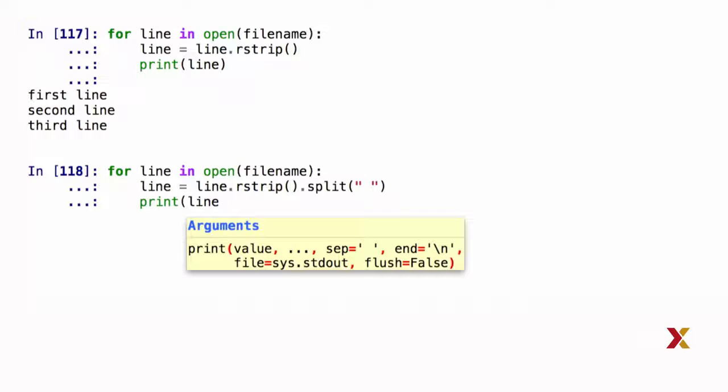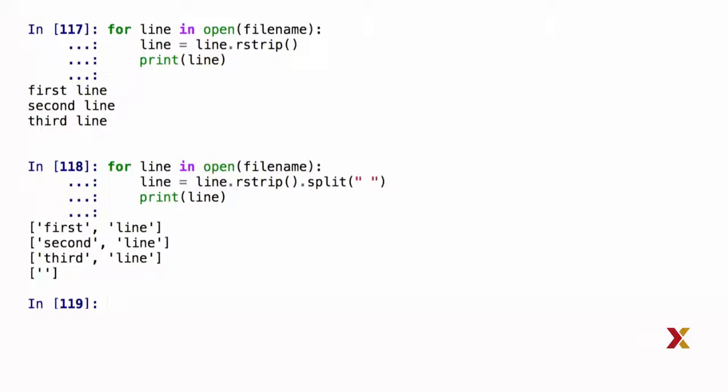So let's try to print out the output. In this case, Python has read through the entire text file. It has split every line wherever there is a white space, and it returns a list.